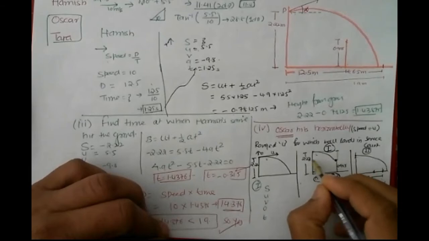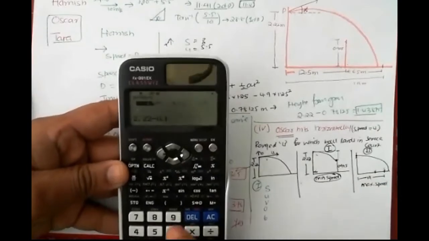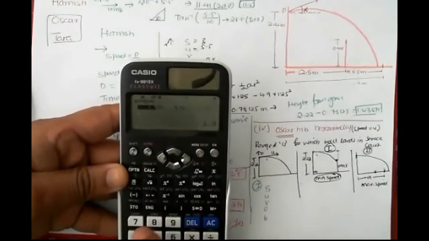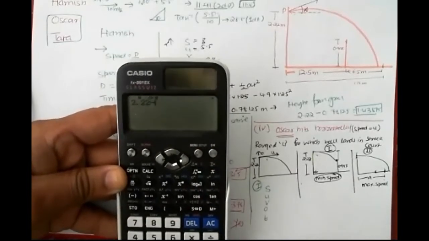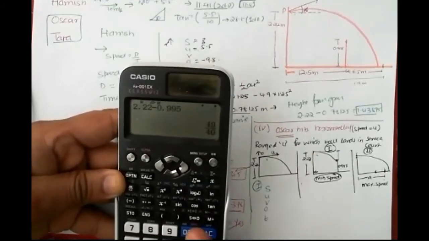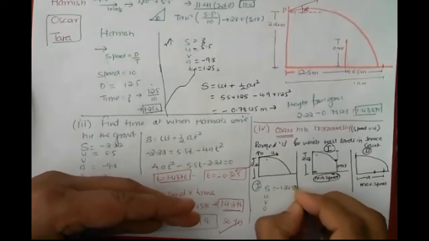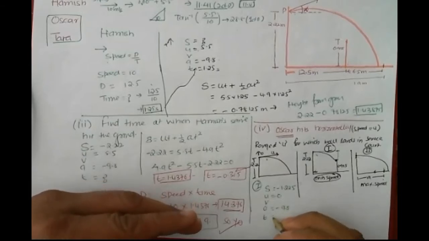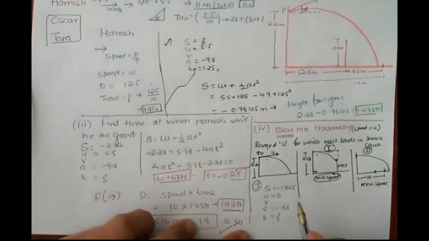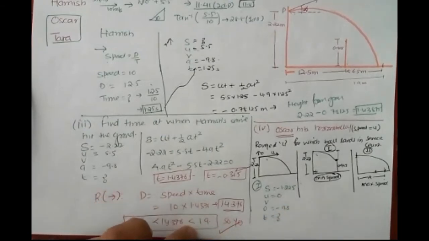This is 2.22 take away 0.995, which we would have worked out before. 2.22 take away 0.995, and it is 1.225. So guys, S is negative 1.225, A equals minus 9.8, and U equals 0, obviously, because there's no vertical speed at all. So can we work out the time for this? Okay, so time would be, if you use your S equals UT plus half AT squared, just work out time for me, please.